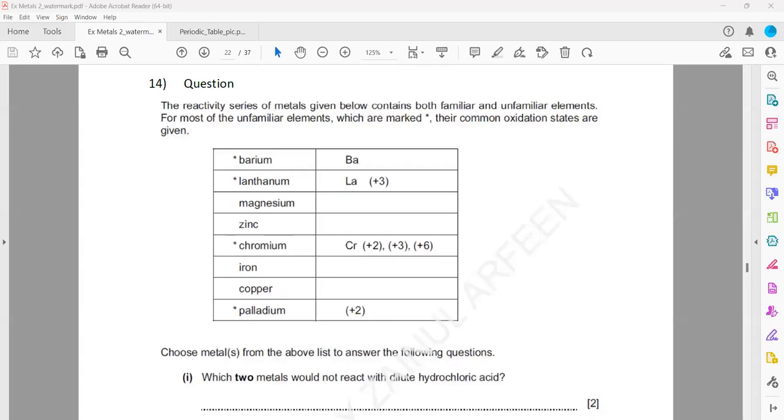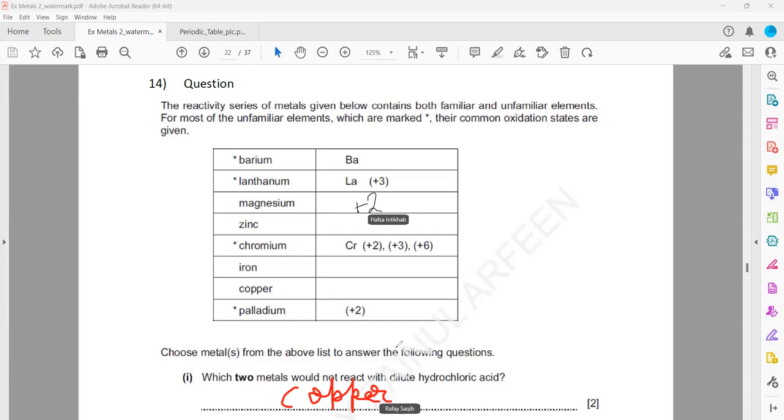In question 14, the reactivity series of metals is given below, which contains both familiar and unfamiliar metals. Like some of the metals you have studied before, you know about their reactivity and position, and some of them are unfamiliar to you. For most of the unfamiliar elements, which are marked with an asterisk, their common oxidation states are also given to you, like barium, lanthanum, chromium, palladium.